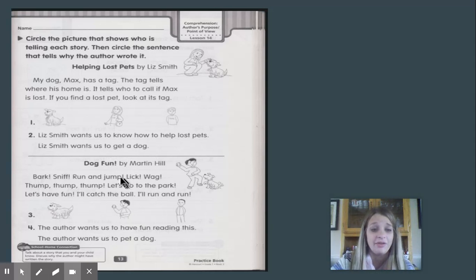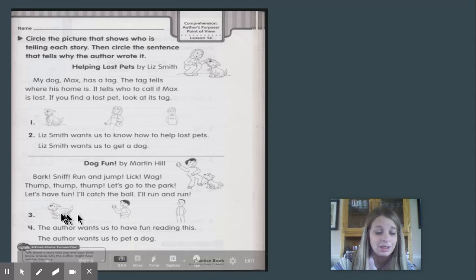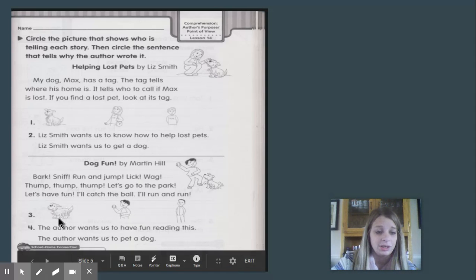All right, and then Dog Fun by Martin Hill. Bark, sniff, run and jump, lick, wag, thump, thump, thump. Let's go to the park. Let's have fun. I'll catch the ball. I'll run and run. So who's telling the story? Is it the dog, the boy, or the older boy? And then the author wants us to have fun reading this, or the author wants us to pet a dog. So you're going to choose between those two.